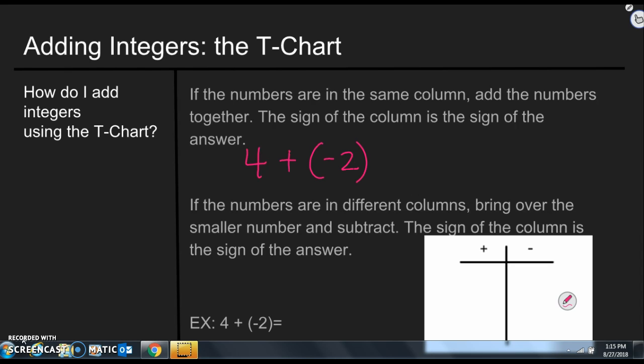We place 4 in the positive column and 2 in the negative column. Since 2 and 4 are in different columns, we subtract. We bring the smaller number over, and 4 minus 2 leaves us with positive 2. Therefore, 4 plus negative 2 equals positive 2.